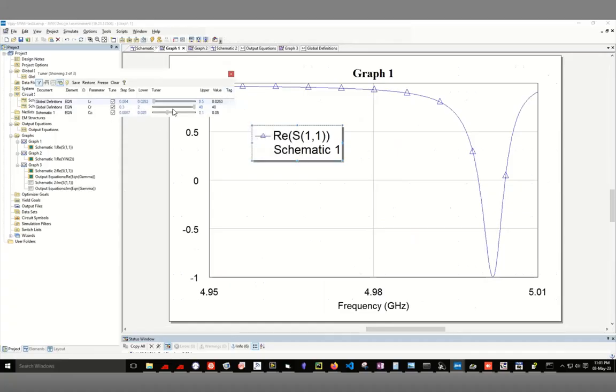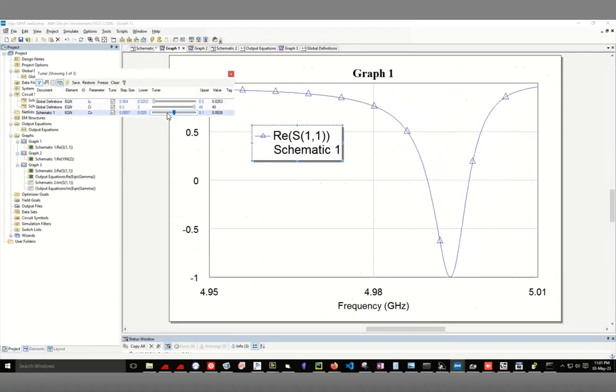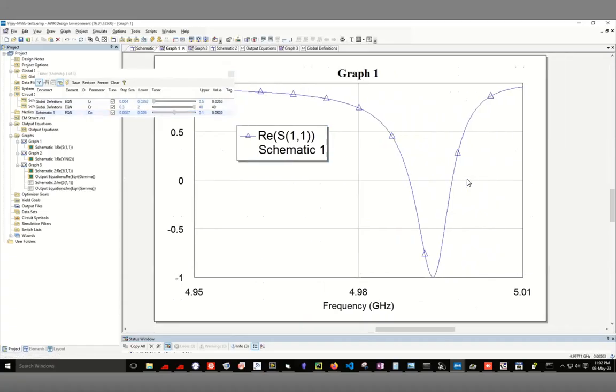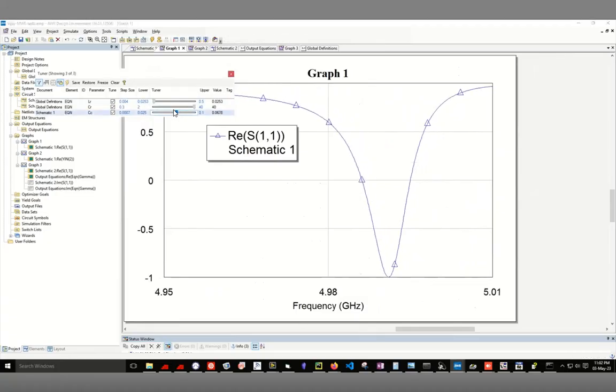The coupling capacitor is this one here. So if I increase this, the frequency becomes lower. And you can see that this width, from this point to this point, which is basically the width of the resonance, increases as I increase the capacitor. So it's sort of becoming broader and broader.